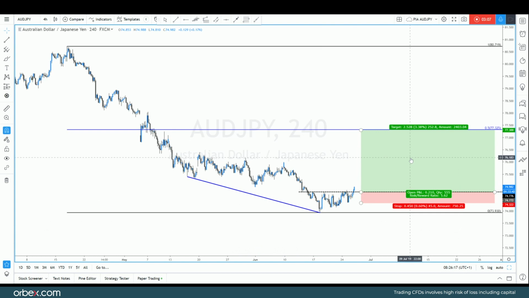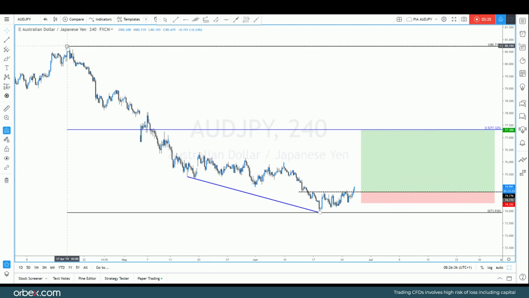So for me, short term or medium term play, I'm looking to buy dips on Aussie Yen. I'm looking to buy a dip down to 74.75 to 74.80. I'm going to place a stop loss at 74.30. And I'm going to look for a target at 77.30, a roughly 50% retracement of that move that we've seen throughout, from April to June.